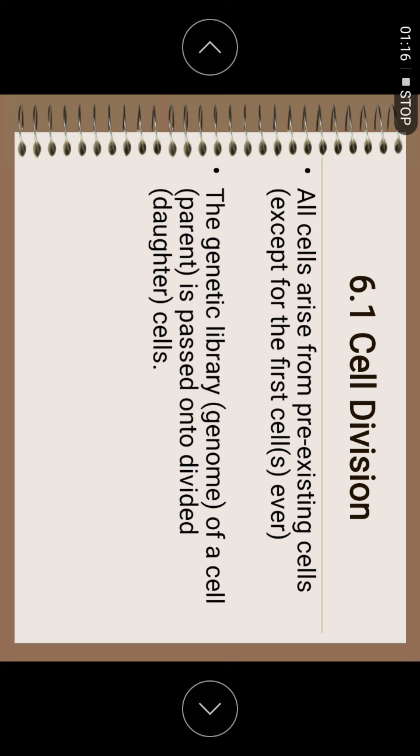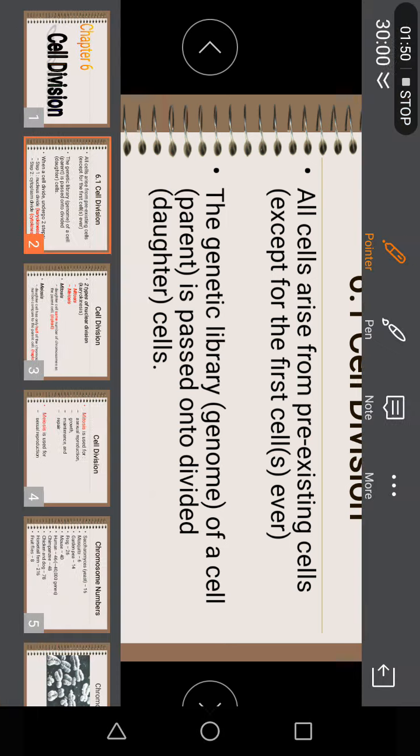The genetic library of the cell is passed on to the divided daughter cells. The one that is pre-existing, we use the term parent cell. The parent cell will have a lot of genetic information, or we can say the genome, and this genome will be passed to the daughter cell. The daughter cell is the result after cell division. After cell division, we call the cell that is produced the daughter cell. So the genetic material from the parent is passed to the daughter.